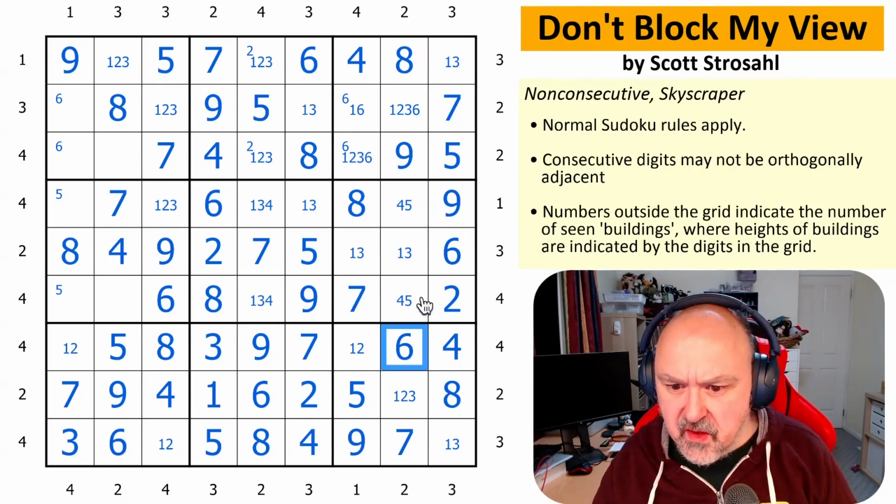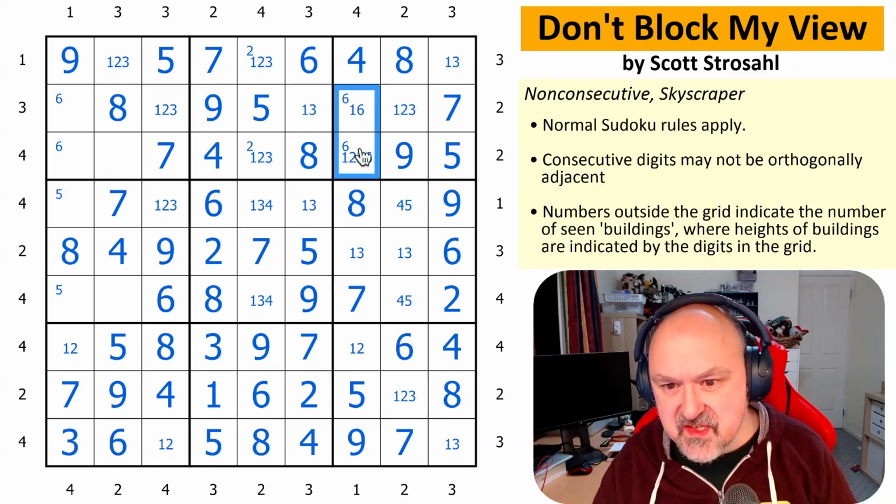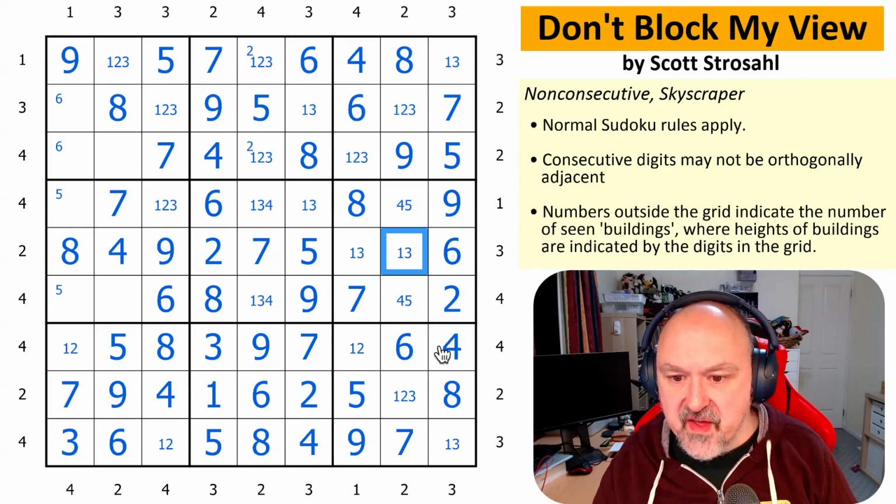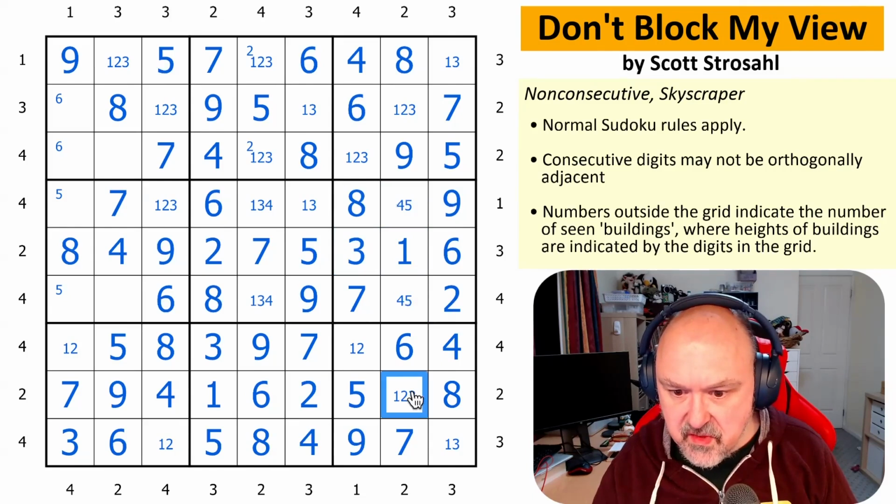Wait a minute. What have I... Oh, that 6 means there's no 6 there. There was no 6 there anyway because of that. This is a 1, 2, 3 triple, so that's the 6. 4, 5. One of those has to be a 4, so that can't be a 3. If that was a 3, there'd be no 4 in either of those. That's the 1, that's the 3. There is no 1 there, there is no 1 there, there is no 3 there.